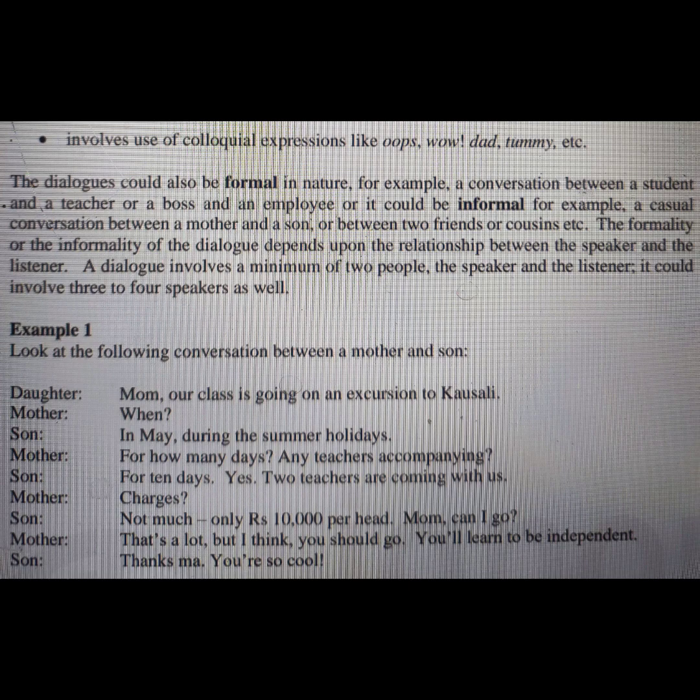Example 1. Look at the following conversation between a mother and son. Son: Mom, our class is going on an excursion to Kausali. Mother: When? Son: In May, during the summer holidays. Mother: For how many days? Any teachers accompanying? Son: For 10 days. Yes, 2 teachers are coming with us. Mother: Charges? Son: Not much, only 10,000 rupees per head. Mom, can I go? Mother: That's a lot, but I think you should go. You'll learn to be independent. Son: Thanks Ma, you're so cool.